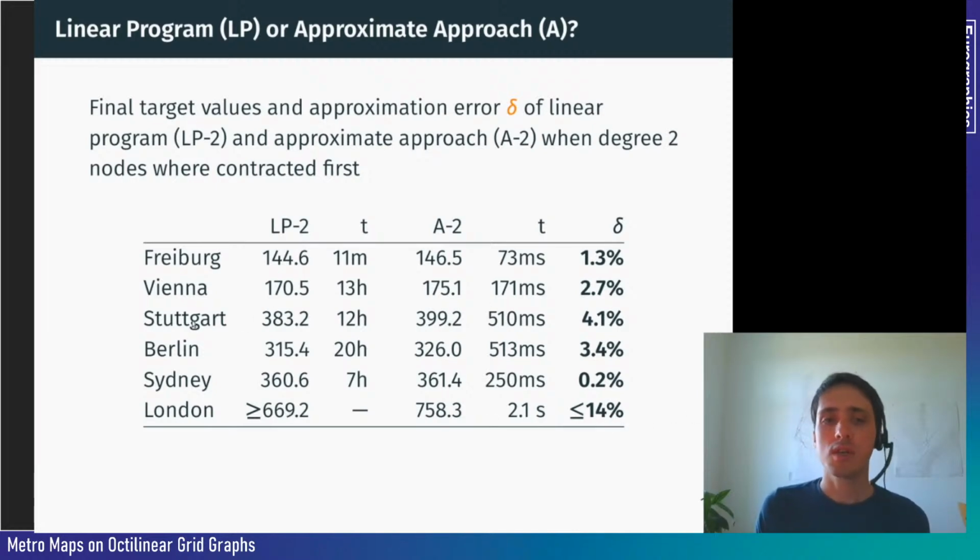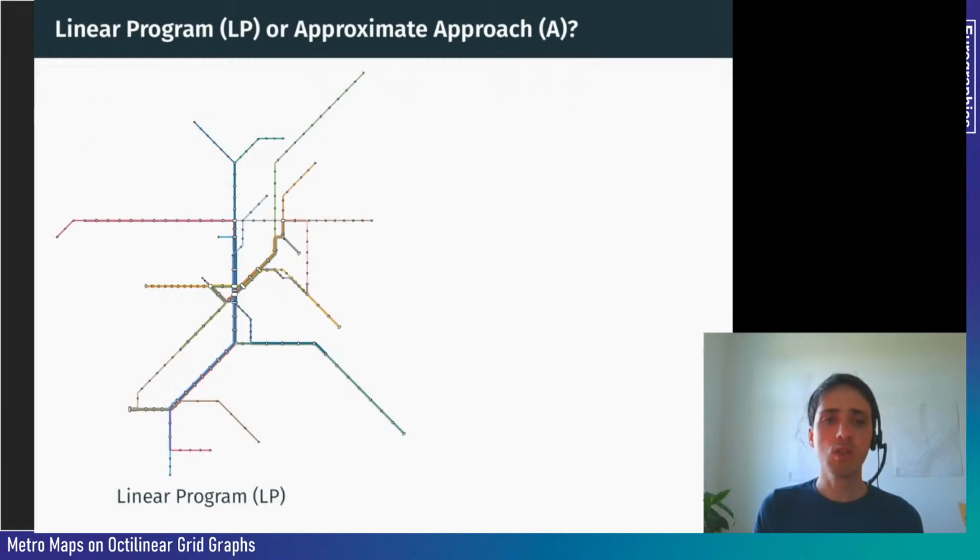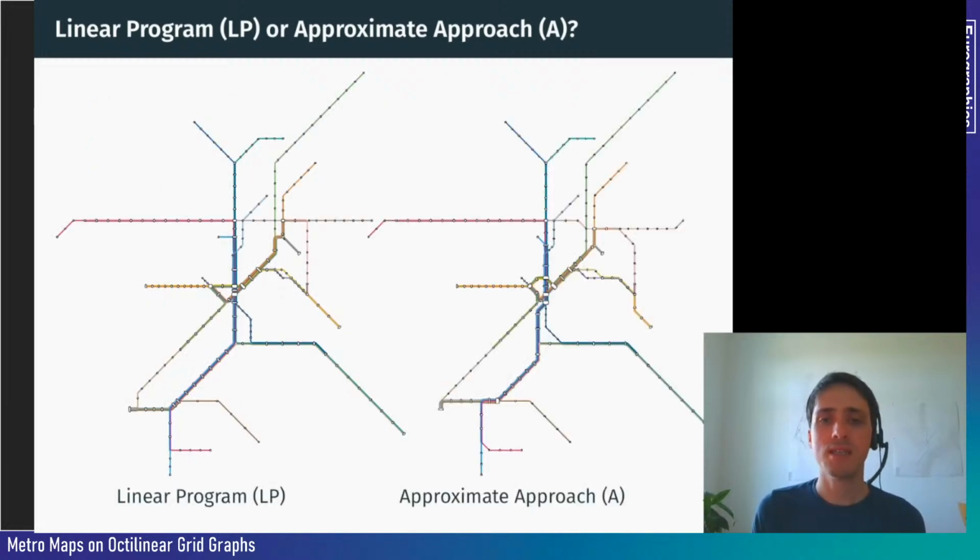Okay, if you look at Stuttgart, this 4.1%, is this now actually bad or is this good? Well, let's look at the actual maps. On the left, we have the map rendered by the linear program, and here on the right, we have the same map rendered by the approximate approach. And as you can see, they look very similar, and only if you start searching, you find small differences, for example here, also down here.